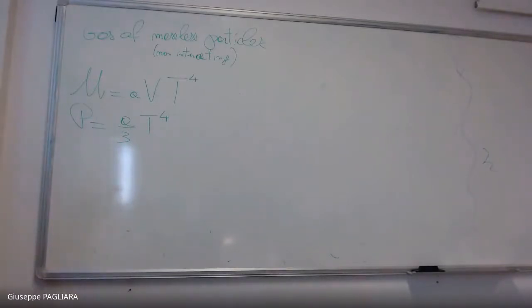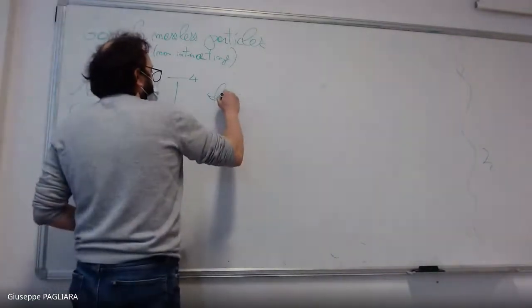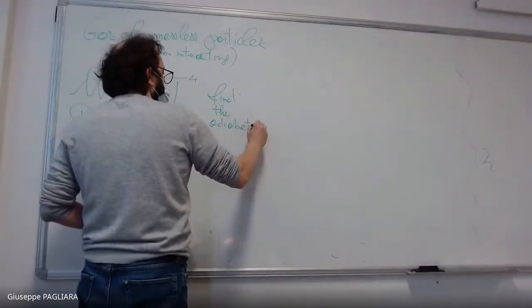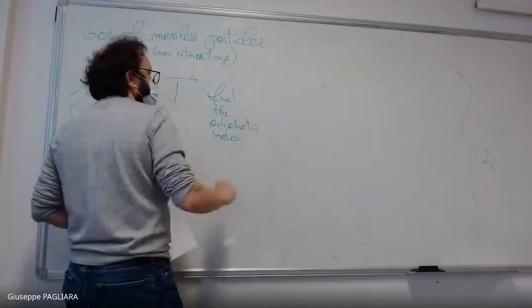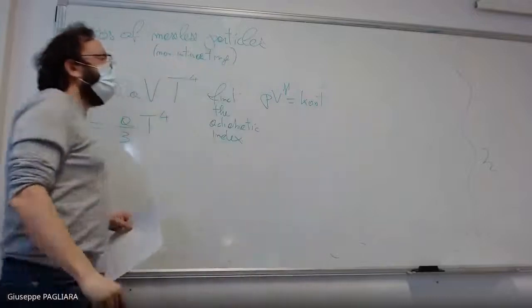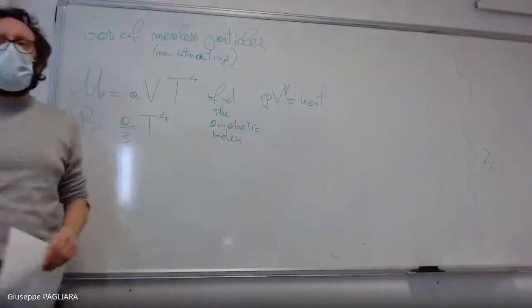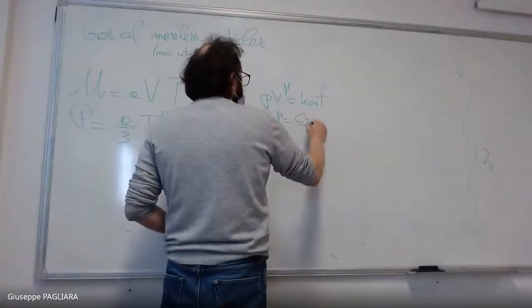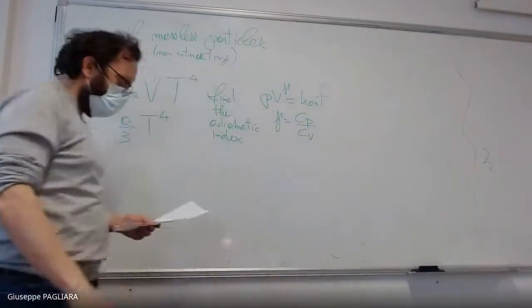And one can do the following exercise. With these relations between U, P, V, and temperature, find the adiabatic index. And the adiabatic index was the following. It is the gamma in such a way that PV^gamma is constant. Or if you want, it is the ratio between the specific heat at fixed pressure and the specific heat at fixed volume.